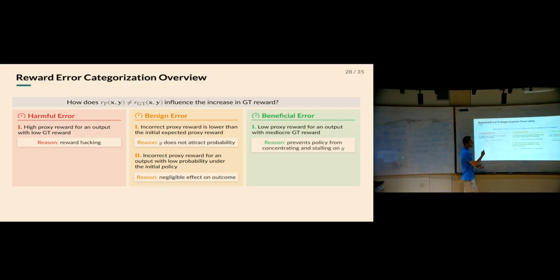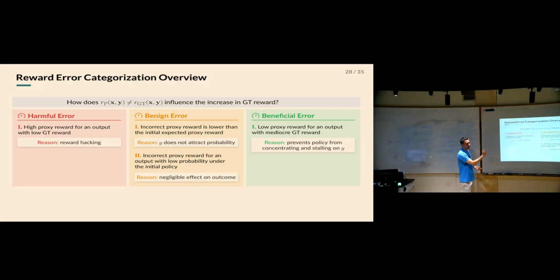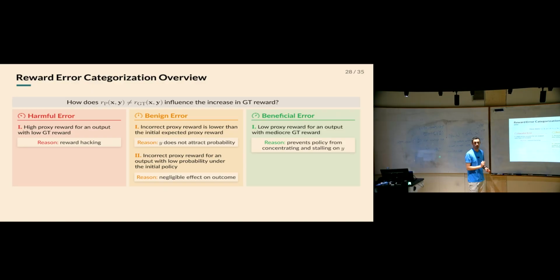And then we saw that there are some cases where you should deviate from the ground truth. Okay, if the ground truth reward gives a mediocre output, which is likely under your policy, it may be better to just assign a low reward instead, and then you prevent your policy from stalling around it.